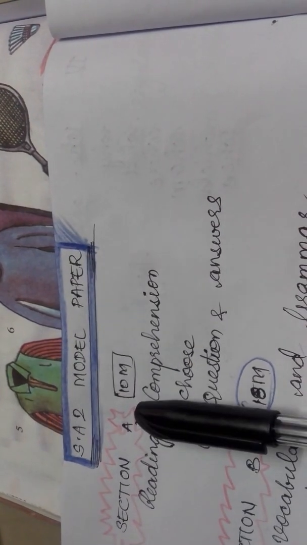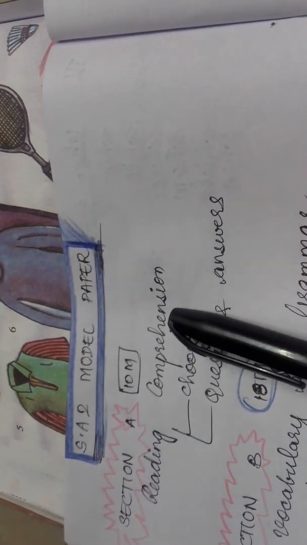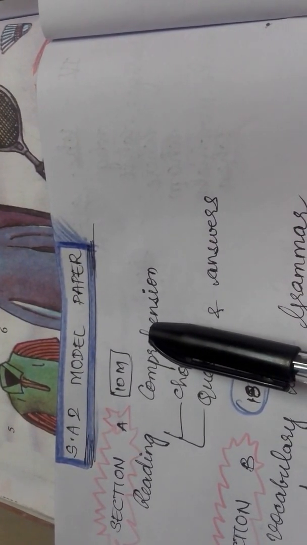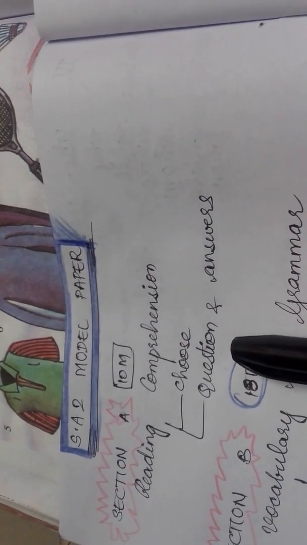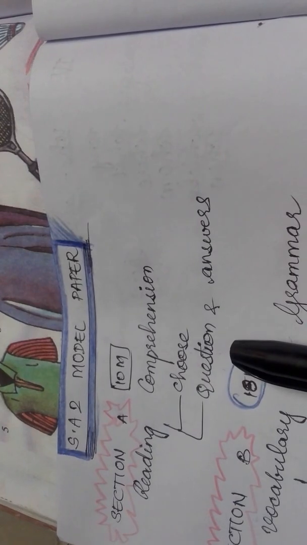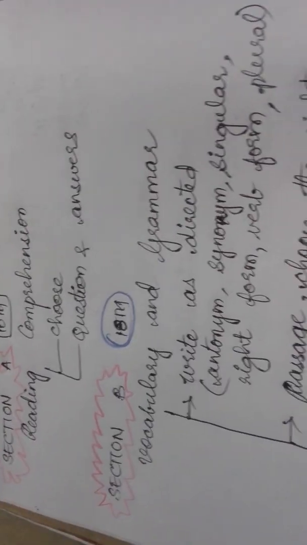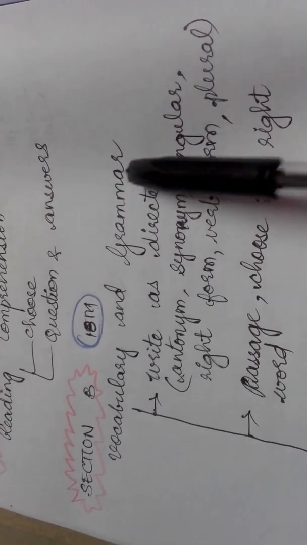In this we have 4 sections. Section A consists of reading comprehension, wherein a passage will be given from your textbook itself. You need to choose the correct answers and answer questions from the passage. This is 10 marks. Then you have section B, which is of 18 marks, vocabulary and grammar.